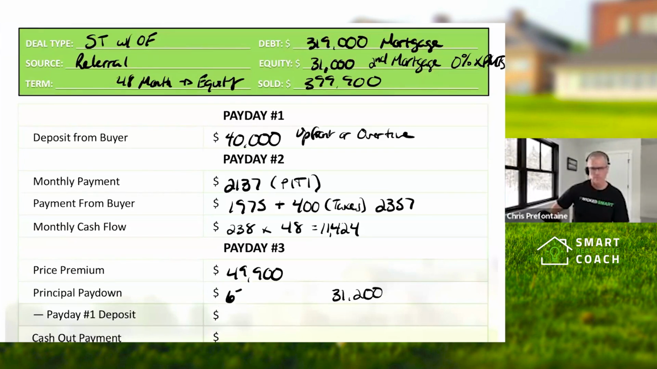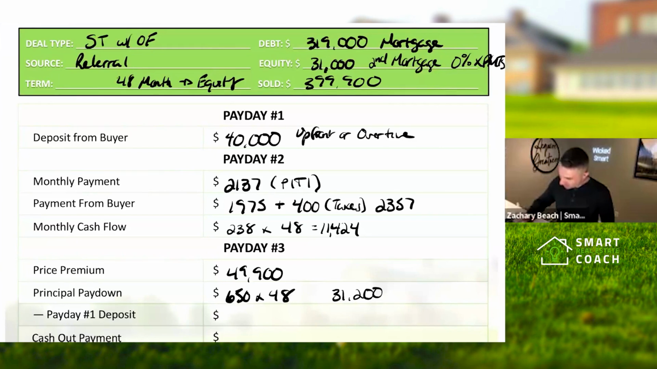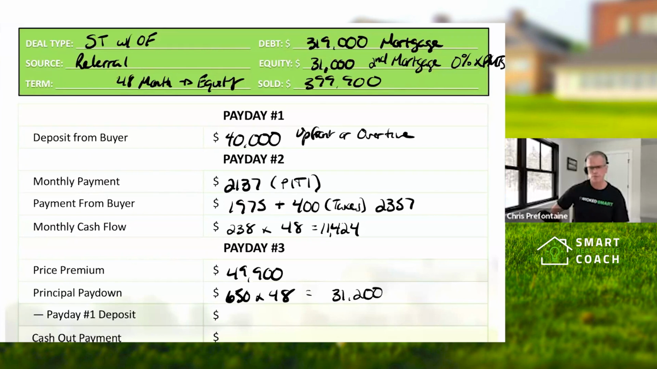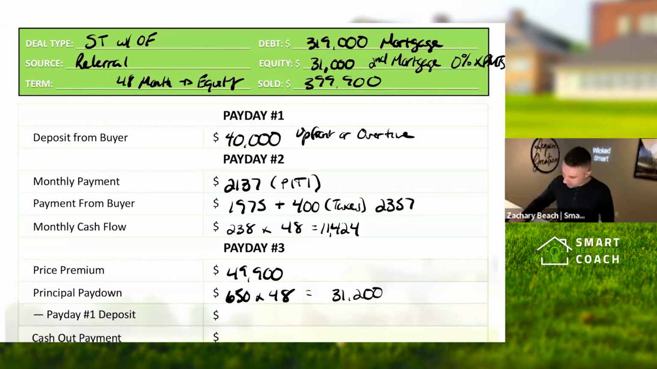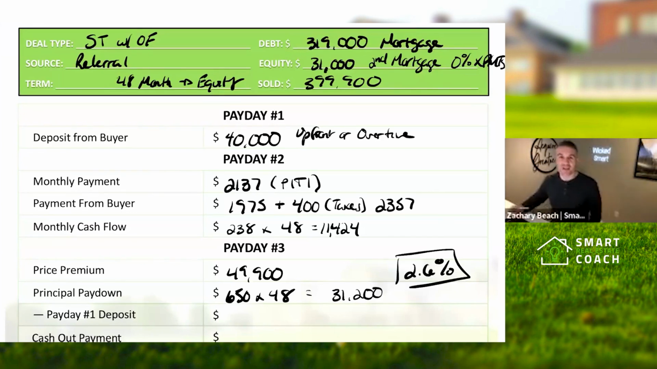All right, 650 times 48. So this sounds like a really good interest rate. Yeah, 2.6. Why didn't you mention that earlier? That is a fantastic interest rate. That's an asset.